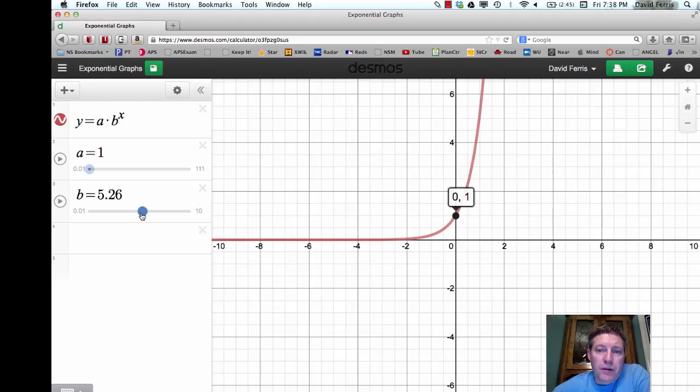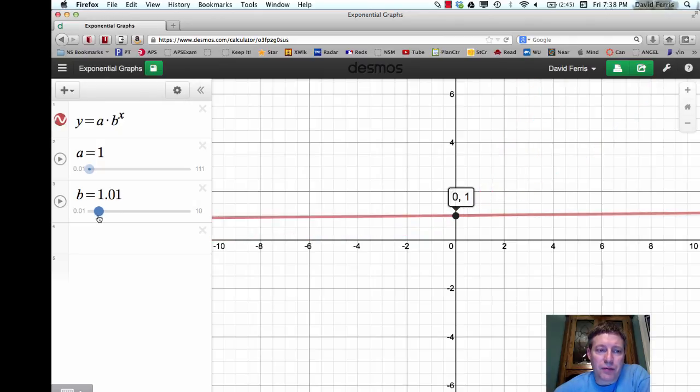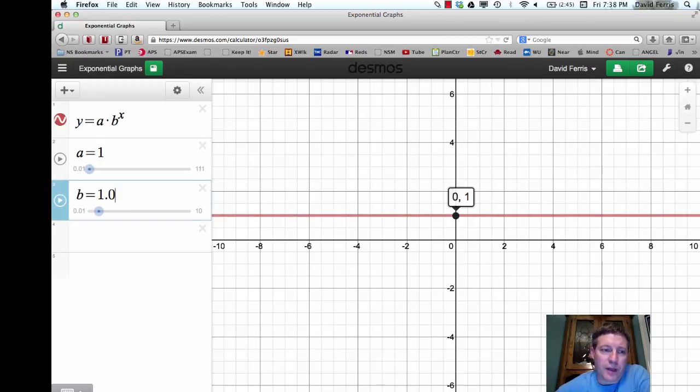And as you go lower and approach 1, something kind of weird happens when you get right on 1. If the growth factor is 1, of course, it's not growing or decaying. In fact, if I got it right on 1 exactly, you would find that it's a horizontal line. It's not even really an exponential function at this point.